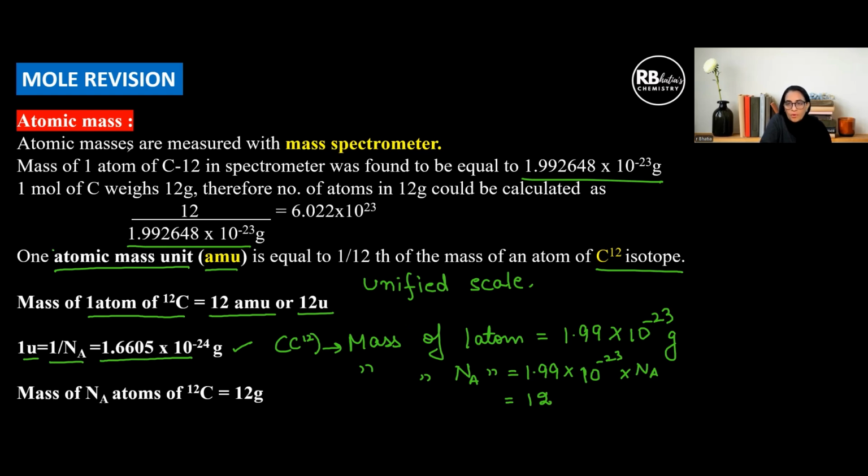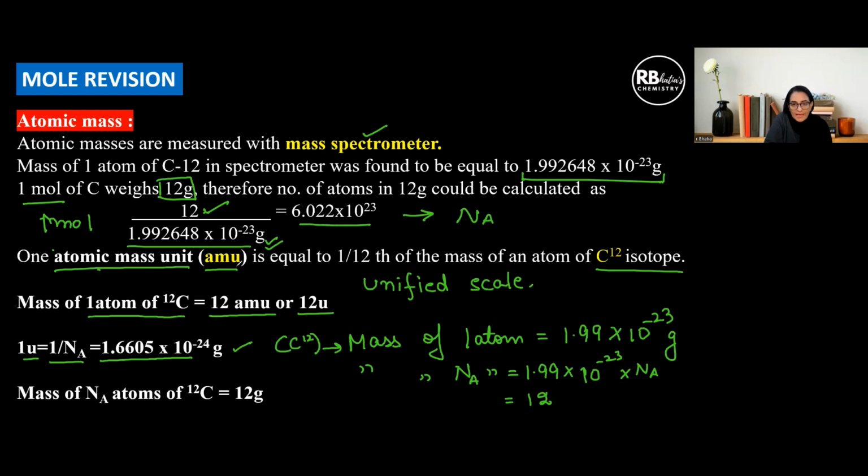I repeat, what is the summary of this page? One atom of C12 weighs these many grams. This was measured with a mass spectrometer. 1 mole of carbon weighs 12 grams. So 12 gram is the total mass of 1 mole. Each atom is weighing this much. So 1 mole of C12 will have these many atoms. This was considered to be Avogadro number.